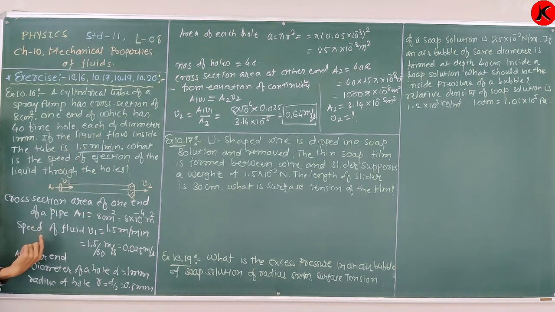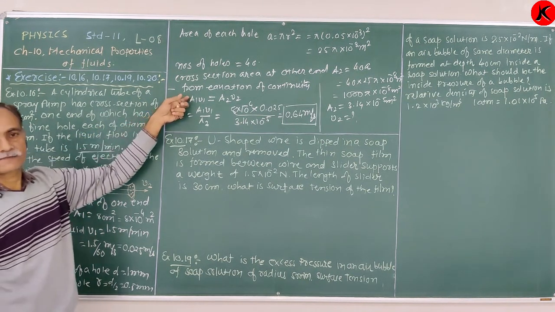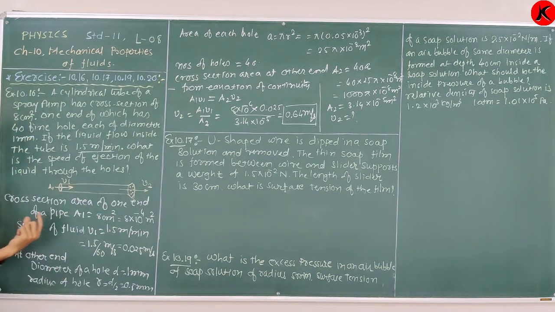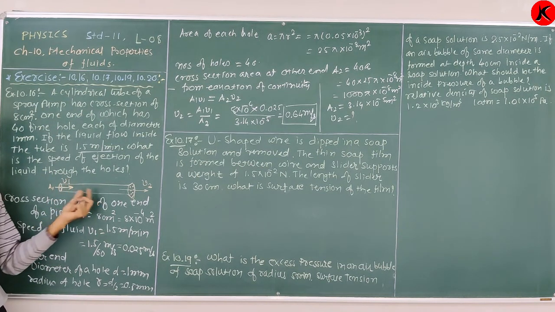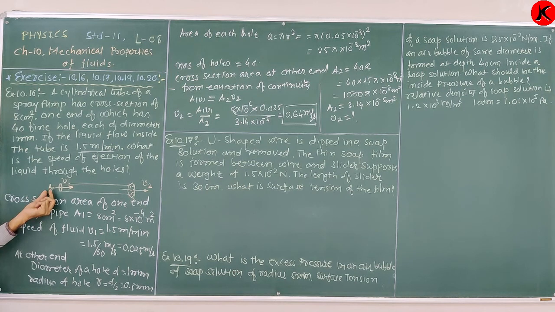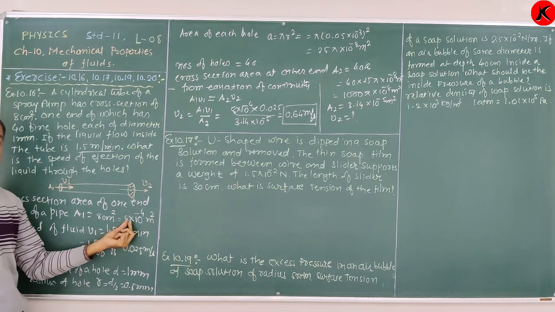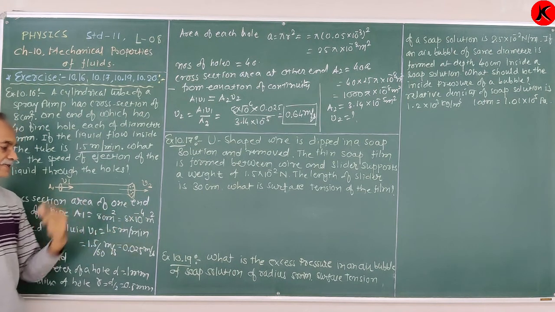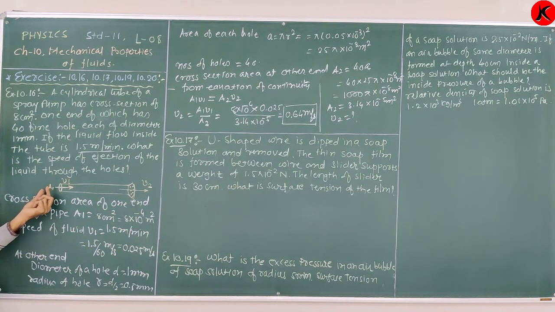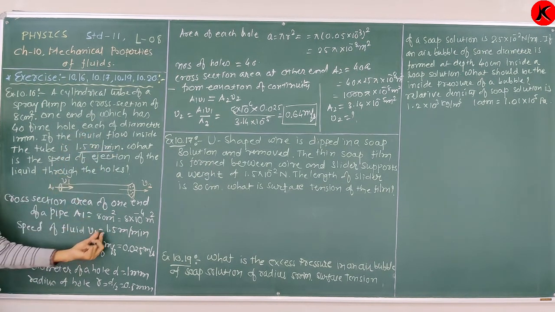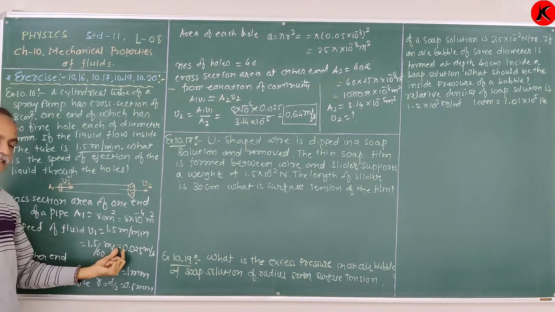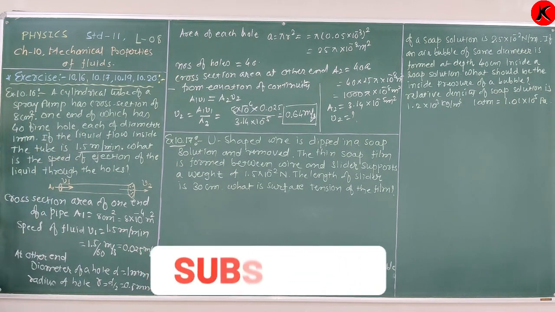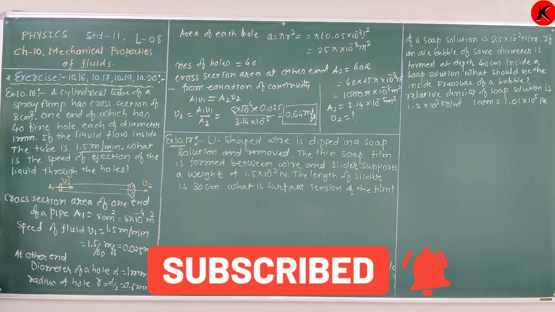It is only the application of the equation of continuity. But first we have to note what details are given. Our concept must be clear about that. What is given? The pipe is given. One end of the pipe has cross-sectional area A1, which is 8 centimeters square. Convert into meters square: 8 into 10 raised to minus 4 meters square. The speed of the fluid flowing through the tube, V1, is 1.5 meter per minute. Convert into meter per second: 1.5 divided by 60 meter per second. Simplification is 0.025 meter per second.